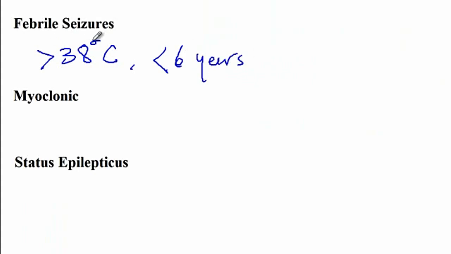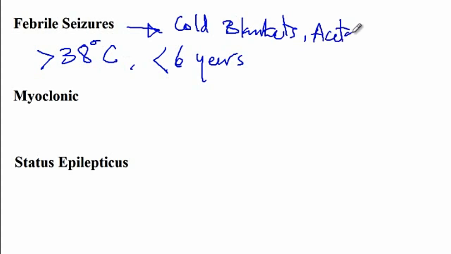Okay, now in addition to the seizures that I've just discussed with you, there are 3 other types of seizure that you should be familiar with, and these include the febrile seizure, which is due to the elevated temperature of more than 38 degrees centigrade in children of younger than 6 years of age. And the presentation of febrile seizures is the same as tonic-clonic or generalized seizures, and for the treatment of these patients, you will have to provide them with cold blankets to help bring down the temperature, as well as provide them with the acetaminophen to control the fever.